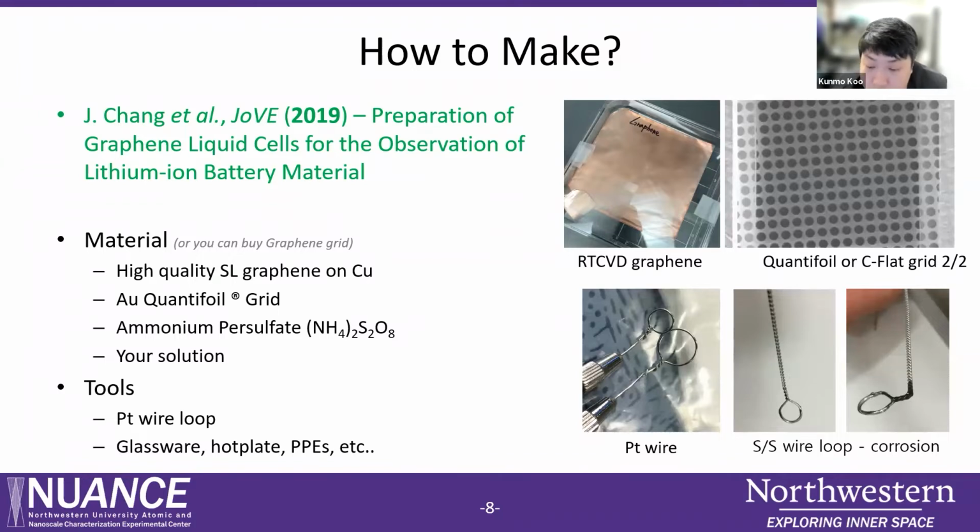For the small tool, you'll need a small platinum wire loop. You can either buy one or make it with platinum wire. This tool is to pick up the graphene or grid floating on the water with the surface tension. Also, this tool needs to be corrosion resistant because it will be submerged in the corrosive etchant.